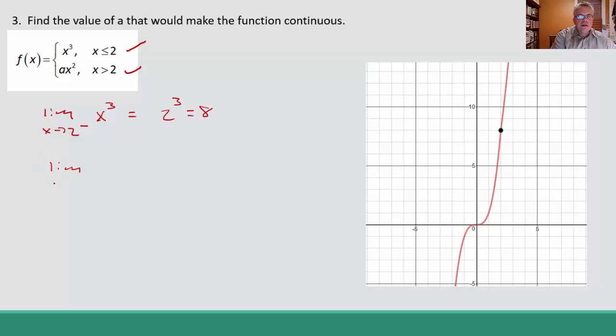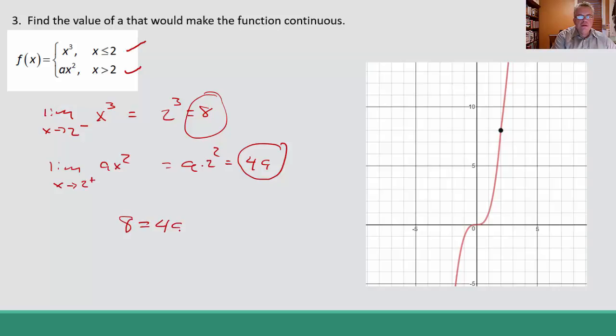The limit as x approaches 2 from the right of ax squared. This piece is where we're coming. If we're approaching 2 from the right, we've got to use this piece. And as x approaches 2, that'd just be a times 2 squared, which is 4a. Now, we want these limits to be equal so that the function is continuous there, so that the left piece matches the right piece at 2. So we're going to set these things equal to each other.